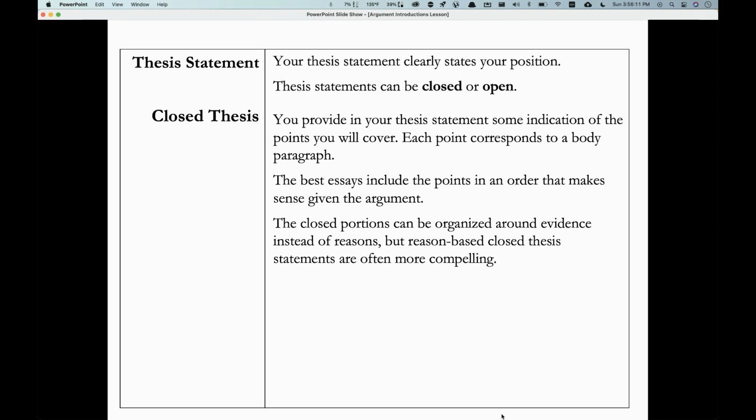So these closed portions are generally organized around reasons. But sometimes they can also just be organized around specific evidence that is supporting a given claim.